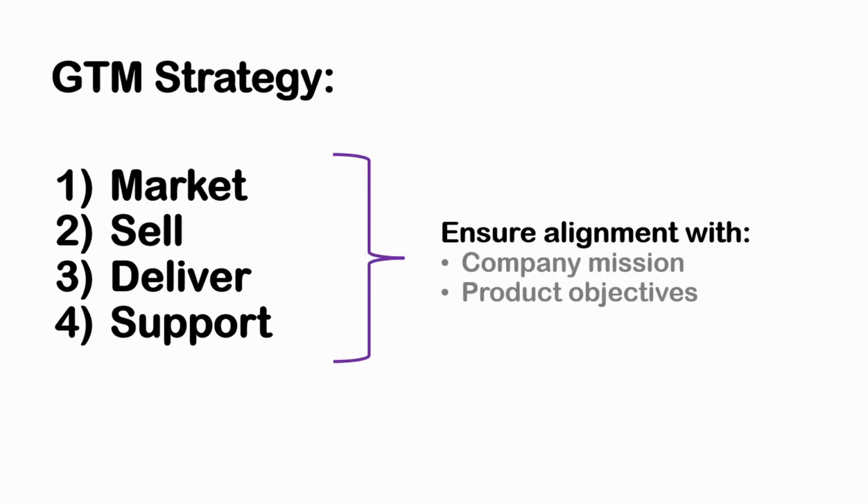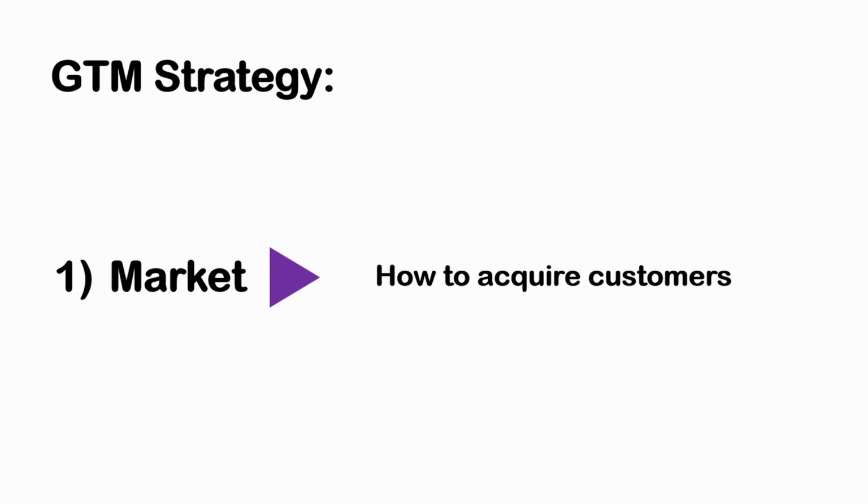But before we jump in, please understand that any go-to-market strategy needs to be tightly aligned with your company mission and product objectives, because anything that you build or launch or relaunch needs to be in the service of the objectives that you set out for. So super important to ensure a tight alignment with that. Now let's just jump right into it.